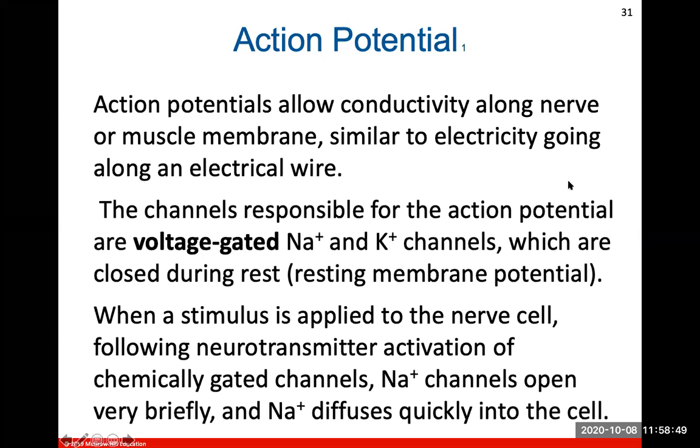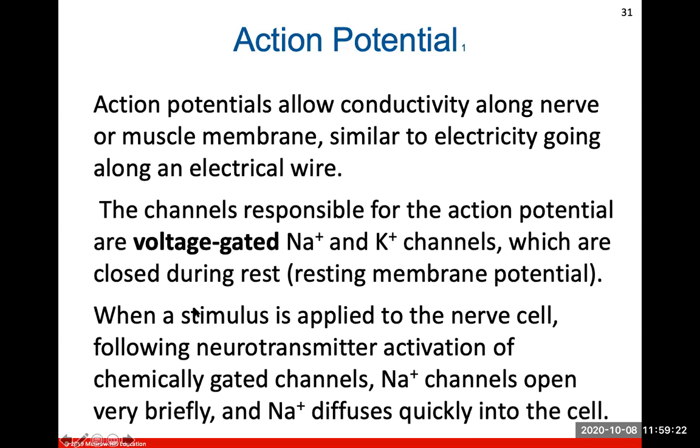Okay, so how does an action potential occur? An action potential will allow conductivity along the nerve or muscle membrane, and it's similar to electricity going through or along an electrical wire. So that's what an action potential is. The channels responsible for an action potential are voltage-gated sodium and potassium channels, which will be closed during rest. So when a neuron is not being electrically stimulated, these voltage-gated channels will be closed.